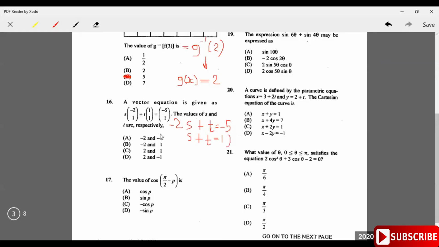What we can then do is subtract. When we subtract them, we get minus 3s is equal to minus 5 minus 1, that's negative 6. And so s is equal to 2. If s is equal to 2, then t must be equal to negative 1, because 2 plus negative 1 gives us 1. So t equals negative 1. That is 2 and negative 1, which is delta.